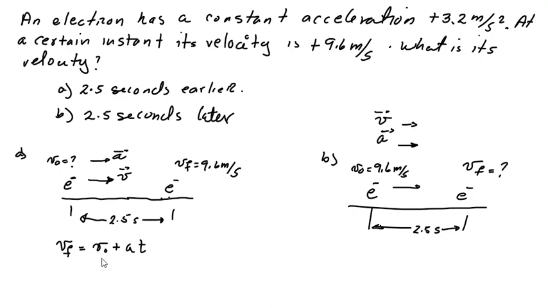As I said, in this case, I don't know the initial velocity. What I know is the final velocity. So we'll solve for initial velocity. Subtracting acceleration times time from both sides, we get that the final velocity minus acceleration times time is equal to the initial velocity. So what is this final velocity? It is 9.6 meters per second minus the acceleration, which is 3.2 meters per second squared, times the time, that was 2.5 seconds. This is equal to the initial velocity.